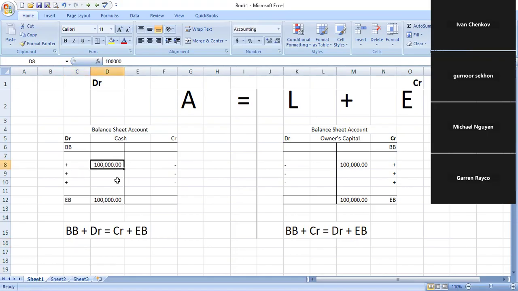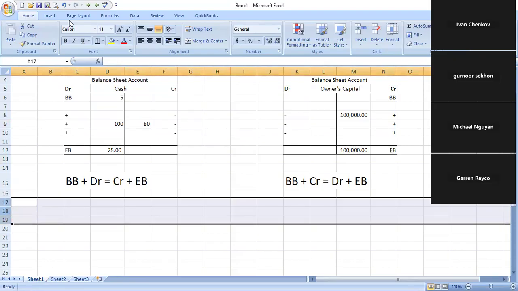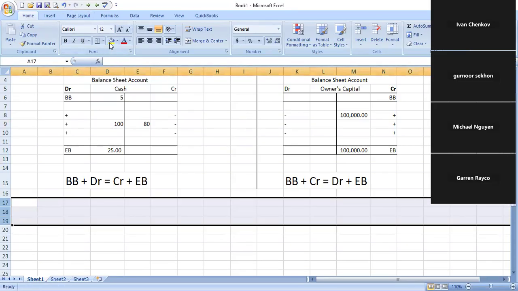So let's see how the actual application will be on this formula. Let's go here and let's start working. First, in the very beginning, I have $5 cash in my pocket. Then I withdraw 100. Then I spend 80. How many dollars do I have? 5 plus 100 is 105. Minus 80 is going to give me 25. So I can put a formula here. That formula will be beginning balance plus debit minus credit, it's going to give me 25. Where did that formula come from? Well, from this formula. We have our basic formula, which is very important now.